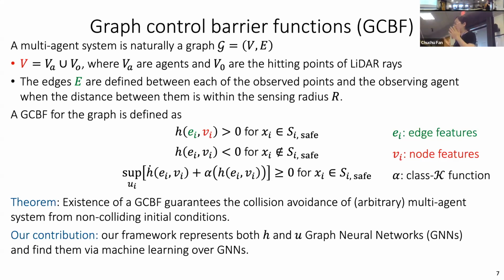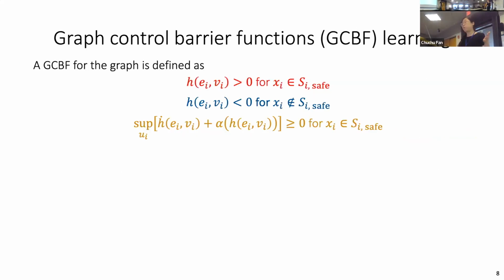And that is the same as the difficult problem I mentioned at the beginning. How would we find these certificate functions? Naturally, if this is a graph, we can use graph neural networks to represent both. So what we do is use two graph neural networks to represent both this h function, which is a graph control barrier function, and the controller. Now the controller is also a fully distributed controller. That means we can just get one copy of it and put it on every single copy of the agent that has the same dynamics or the same node feature.